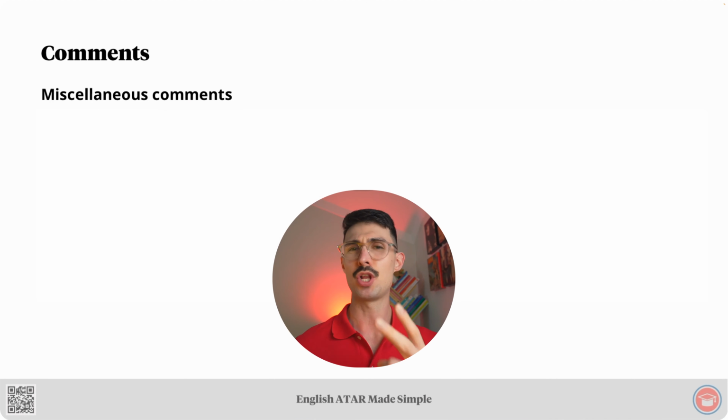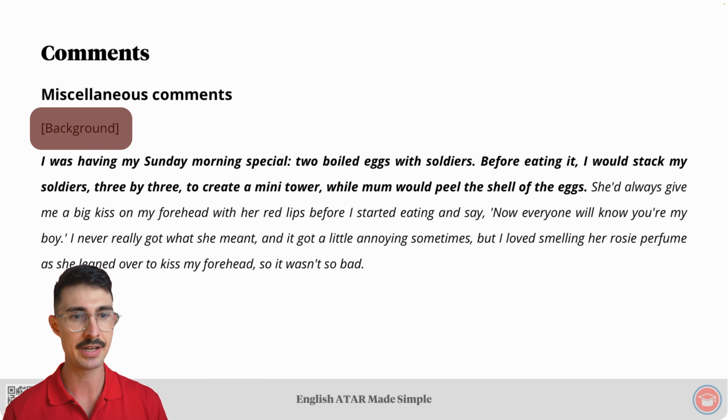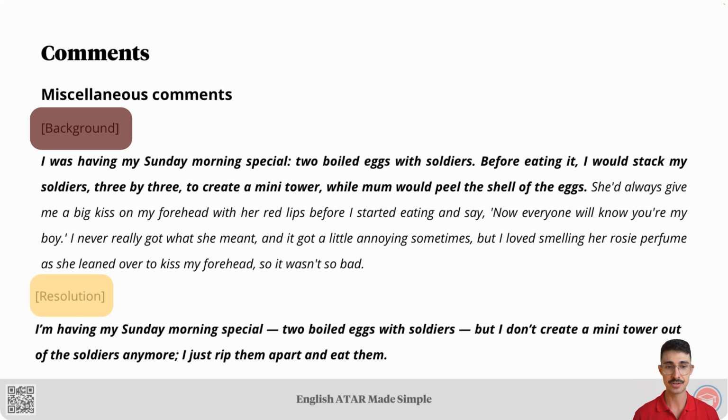Compare the following two mentions of those eggs throughout the story. "I was having my Sunday morning special, 2 boiled eggs with soldiers. Before eating it, I would stack my soldiers 3 by 3 to create a mini tower, while mum would peel the shell of the eggs." "I'm having my Sunday morning special, 2 boiled eggs with soldiers, but I don't create a mini tower out of the soldiers anymore. I just rip them apart and eat them."